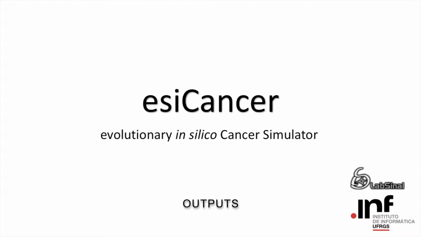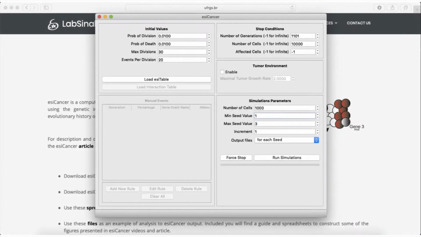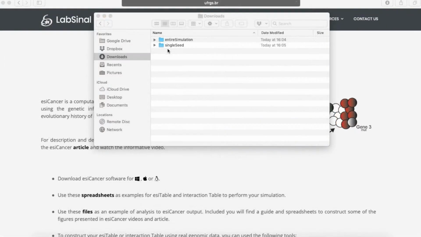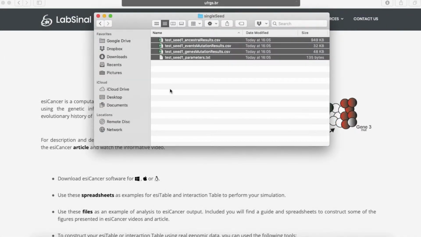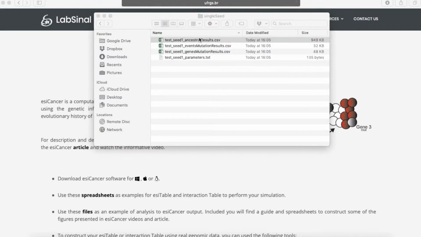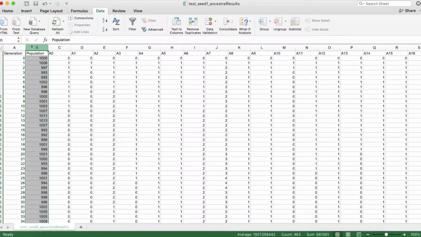Easy Cancer outputs. If Output Files option is selected for each seed, Easy Cancer generates 4 outputs. In the seed ancestor results output, you will find the total population per generation, which can be used to show the population dynamics and to determine the time required to reach a defined population size.